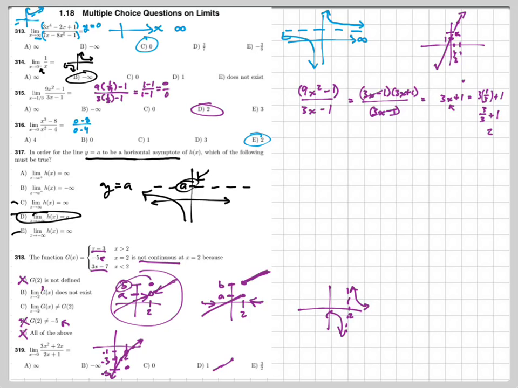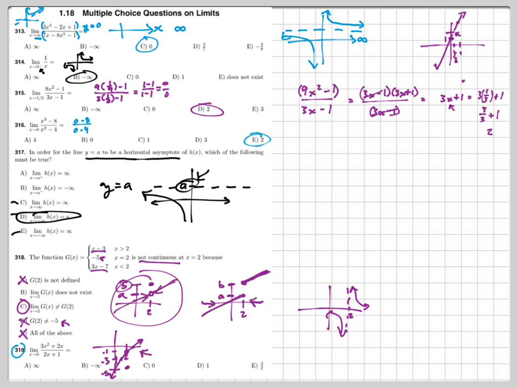So does the limit not exist? Nope, the limit does exist. The limit for this case equals -1 because the left and the right are both approaching the y value -1. So that means C has to be our answer. Sorry for the long drawn-out explanation on that one.